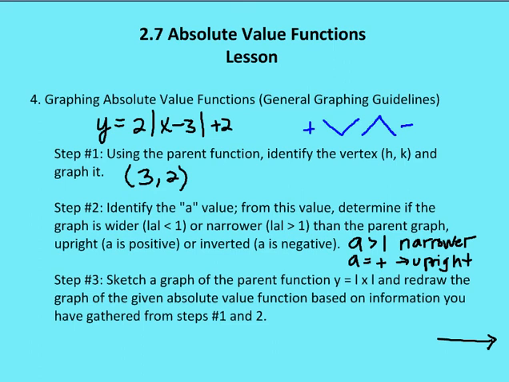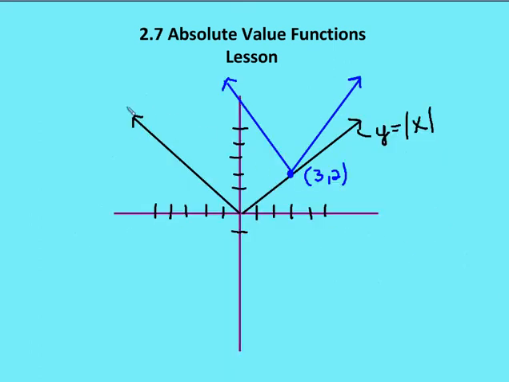Okay, so that's what we're going to do. We're going to sketch that graph first. We sketched the parent function. Here's our parent function. We'll call it PF. And then we shifted the graph to another vertex at (3, 2). And then we made the graph a little bit narrower, because the absolute value of the a value, 2, is greater than 1. So this graph is shifted to the right 3 and up 2, and then we make it a little narrower because the absolute value of the a value is greater than 1.